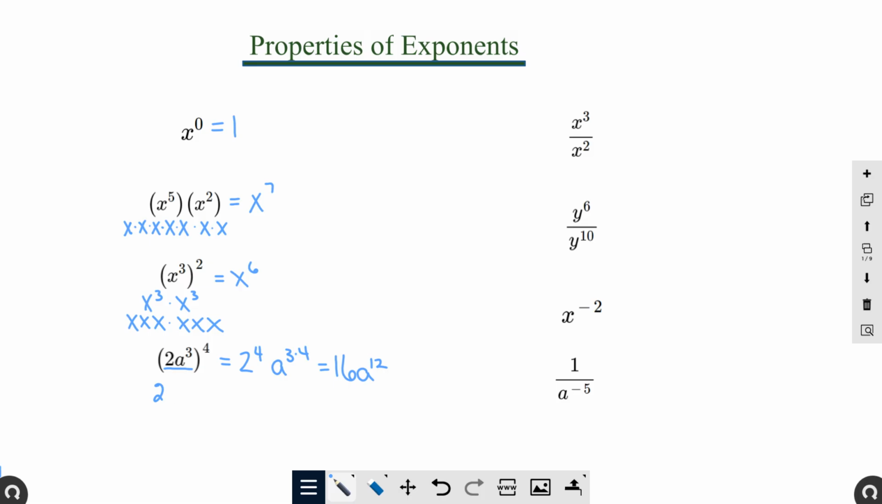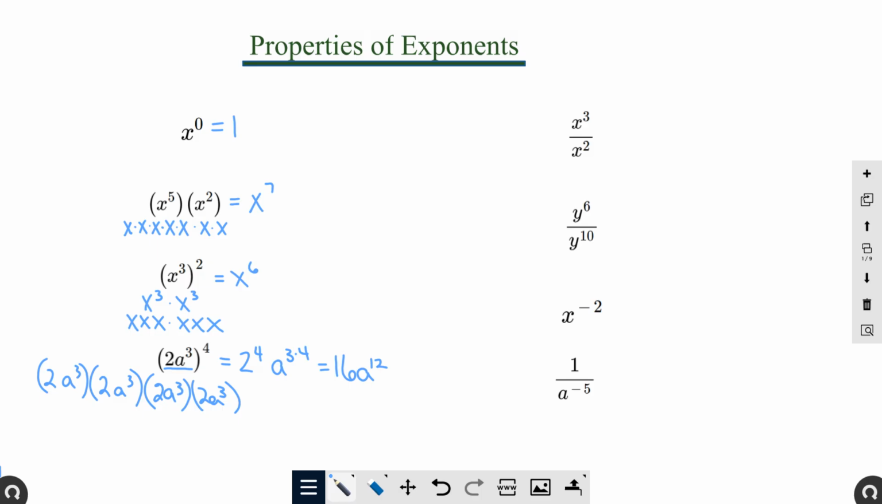So if this is to the 4th power, it means that you can multiply this by itself 4 times. If you multiply it by itself 4 times, you can see the 2 times the 2 times the 2 times the 2, which ends up being our 16. So when in doubt, write it out.